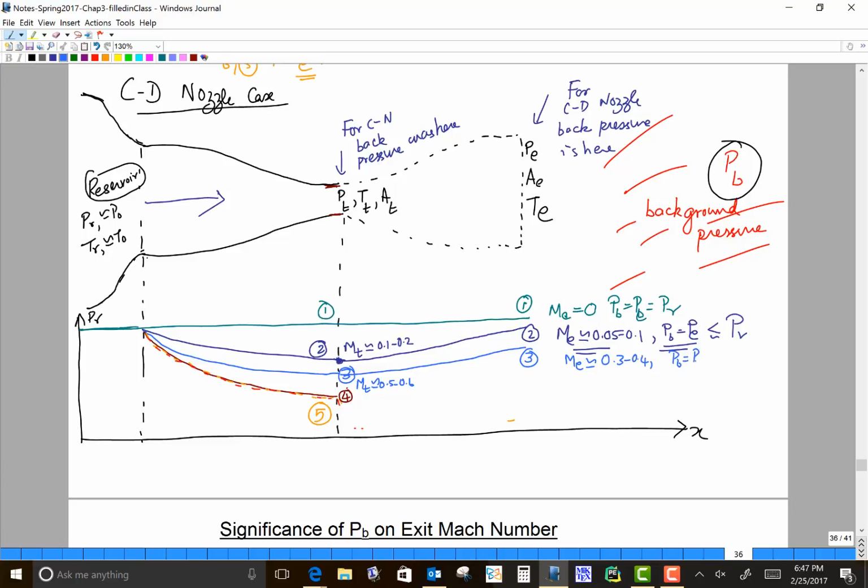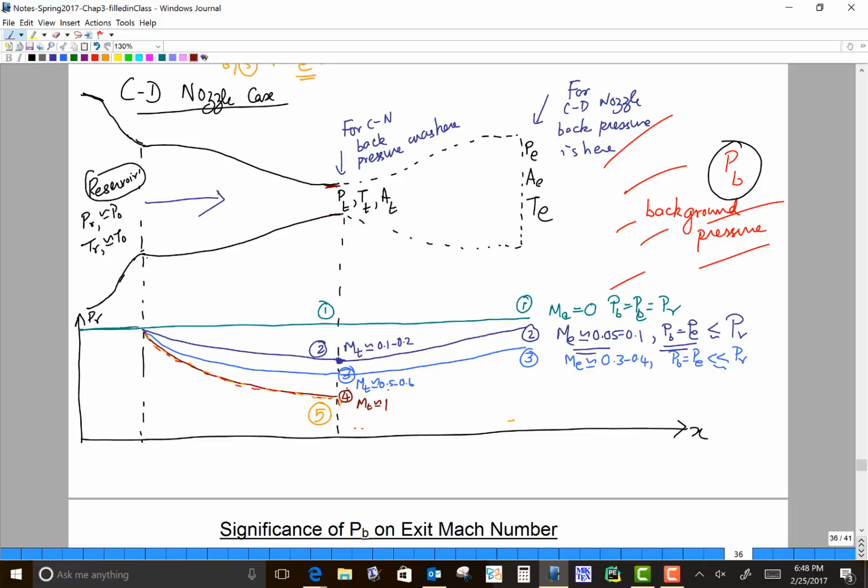PB equals PE is going to be smaller than PR, but higher than what it was for the corresponding converging nozzle case. Now, if I decrease my back pressure further, but not as much as I did for the converging nozzle case, then my Mach number at the throat is going to be 1. I'm sorry, it's supposed to be 1, right? The Mach number at the throat is approximately 1.